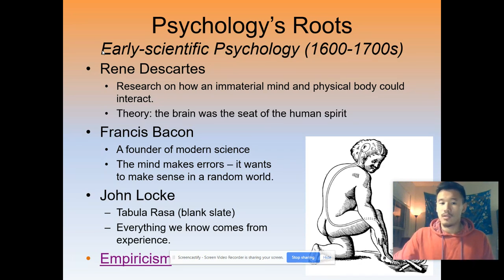Okay, so we start with Rene Descartes. He believed that the mind was separate from the body, just like Plato. However, that brings up the question: how does the mind interact with the body if they're separate? How do they interact? Where do they make contact? And he ultimately came up with this idea that the brain was the seat of the human spirit, and when he says human spirit, it means the mind.